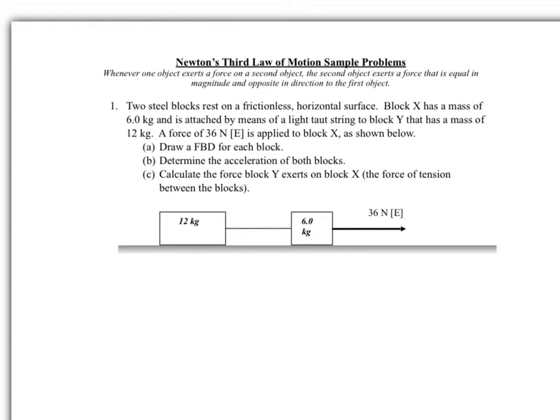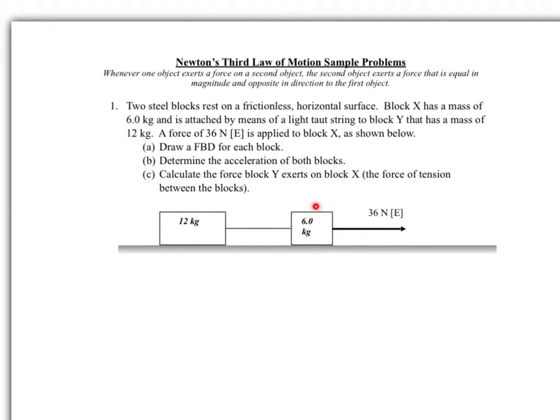And this time, if you can have a look at the first page, we have two steel blocks at rest on a frictionless horizontal surface. Block X has a mass of 6 kilograms, and it's attached by means of a light string to block Y of mass 12 kilograms. So we have a force of 36 newtons east, which is applied to block X, as shown below. And it says draw a free body diagram for each block.